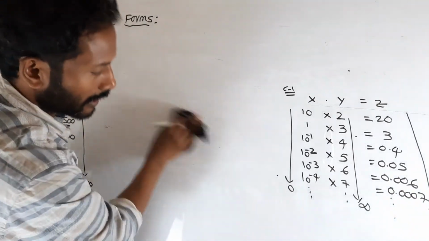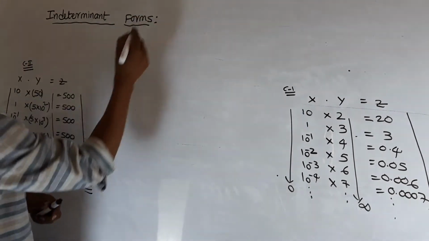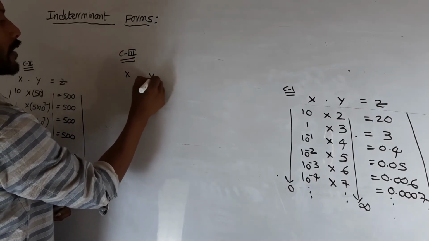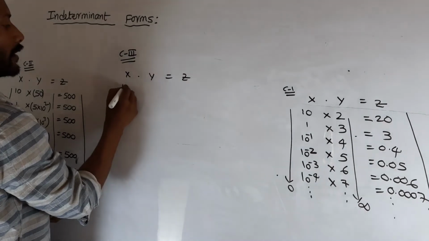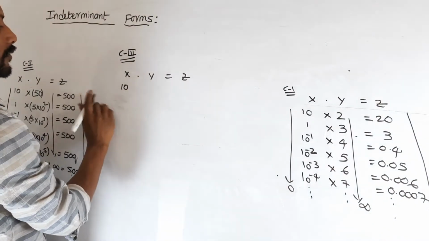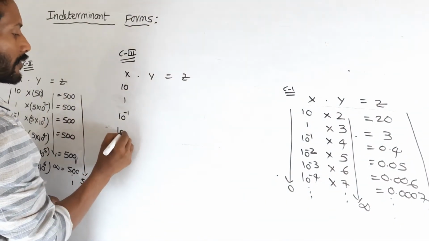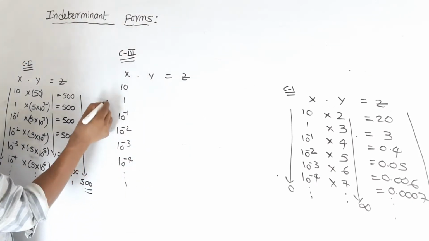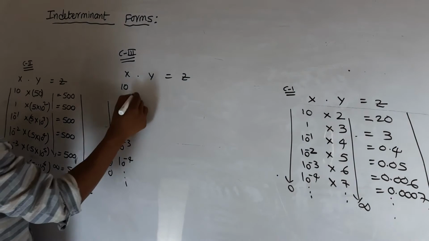Clear అర్థం చేసుకోండి. Calculus, important point, important topic. So case 3, x into y equal to z. Take x as 1, 10 power minus 1, 10 power minus 2, 10 power minus 3, 10 power minus 4 and so on. Here x approaches 0.